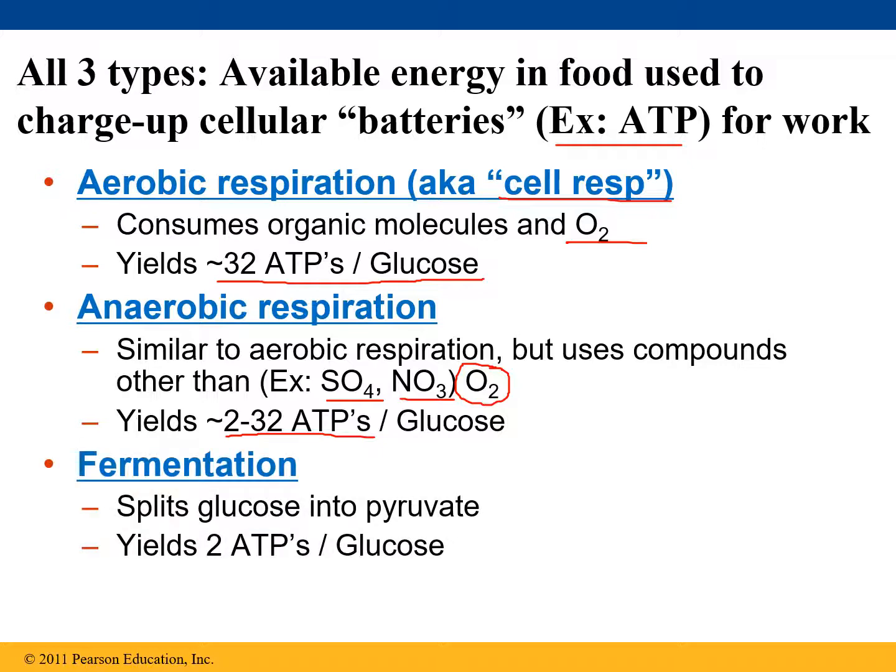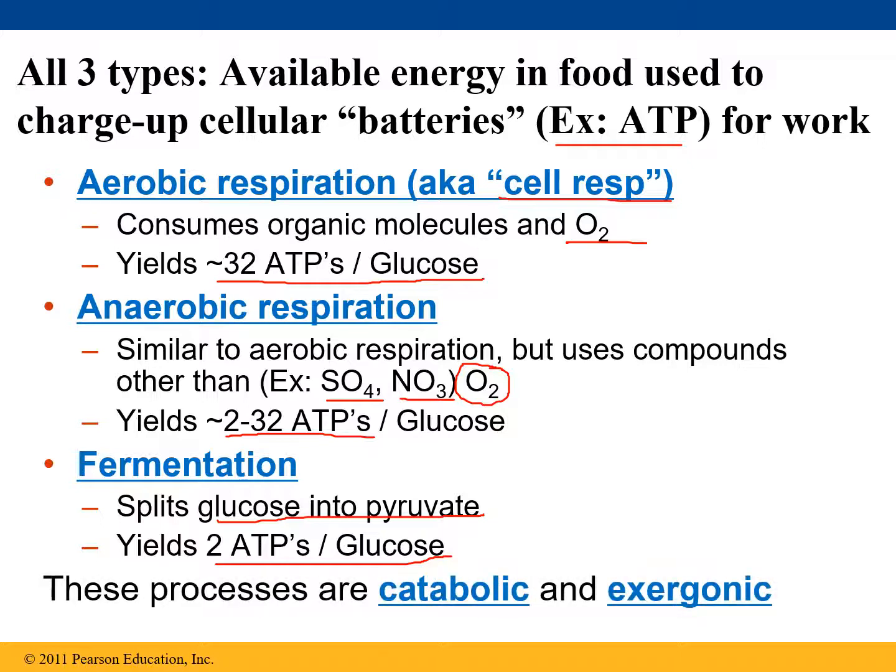The last type of cell respiration is fermentation. This one splits glucose into this other compound called pyruvate. It yields 2 ATPs per glucose. So by far the least energy productive in terms of ATP of the 3 types. All right, all 3 of these processes are catabolic because they're tearing apart large molecules. They're also exergonic because they are releasing free energy.